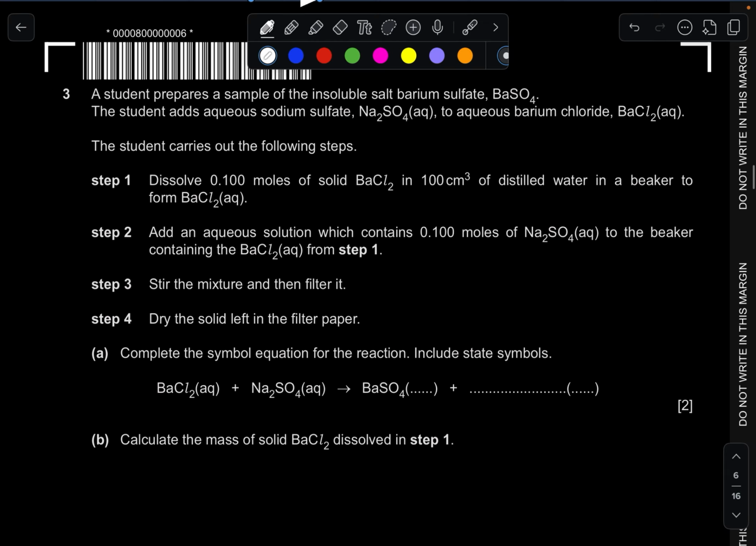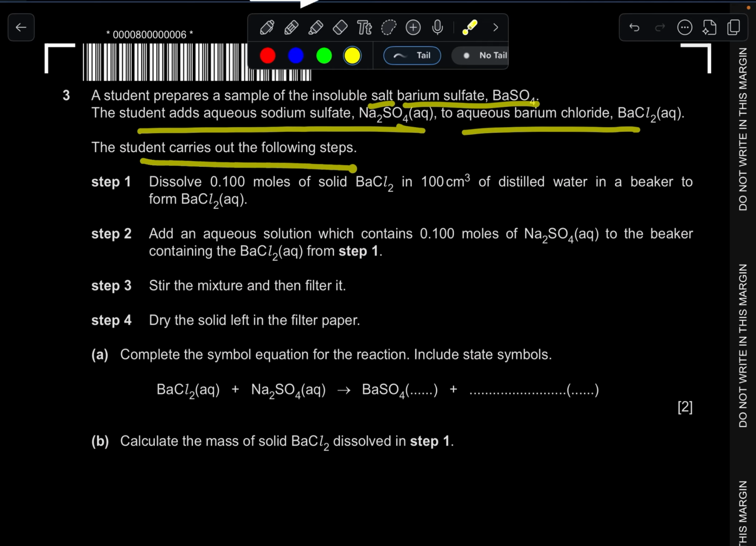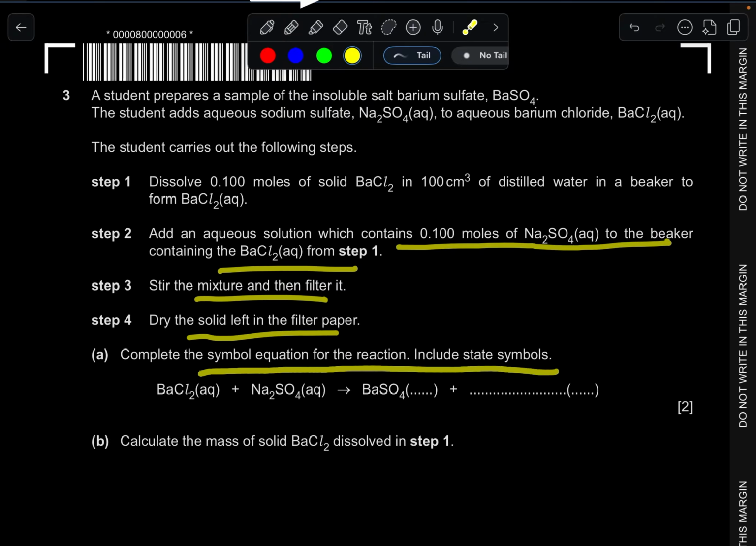Okay, a student prepares a sample of insoluble salt, barium sulfate. The student adds aqueous sodium sulfate to aqueous barium chloride. The student carries out the following steps: dissolving 0.1 moles of solid BaCl2 in 100 cm³ of distilled water in a beaker to form BaCl2 solution, then adds aqueous solution which contains 0.1 moles of Na2SO4 to the beaker containing this. Stir the mixture, filter, dry the solid residue.